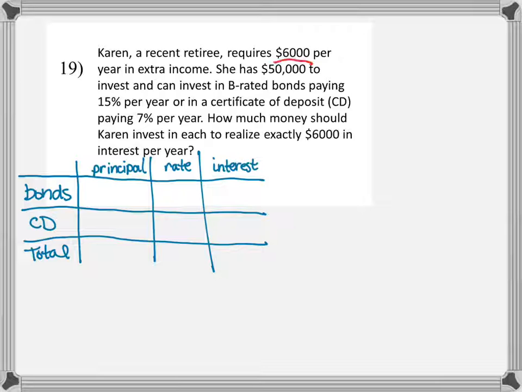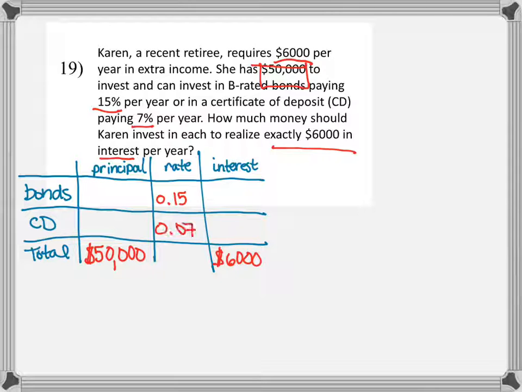So reading through the problem, Karen requires $6,000 per year, and that's total interest. So we'll put $6,000 under total interest. She has $50,000 to invest, so total principal is $50,000. Bonds pay 15%, and I want to write that as a decimal, so 15% is 0.15. CDs pay 7%, so 0.07.